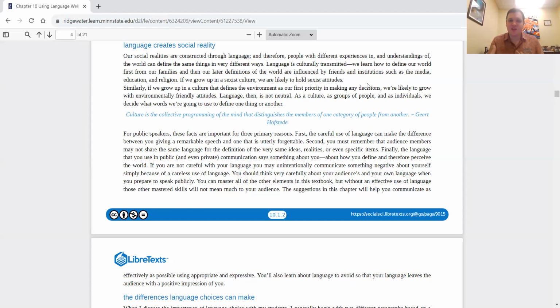So language creates our social realities because language is culturally transmitted. We learn from our families, and things are passed down through generations. So if we're growing up in a sexist culture, we're likely to hold sexist attitudes because that's the language we're using. Same with racist. If we have a racist culture, we're going to have some racist attitudes. We may not even know about them.